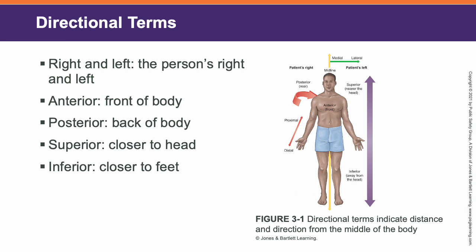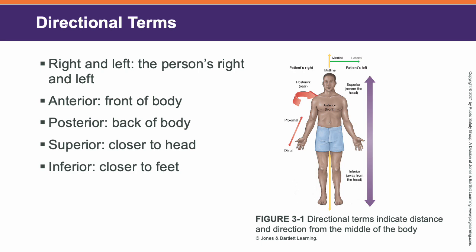So the first thing you have to understand with directional terms, when we're talking about the right and left, we're talking about the patient's right and the patient's left. Meaning that if I'm facing this person, I might think this is their right arm, this is their left arm. But in reality, when we're talking about anatomical terms and directional terms, we're talking about it from the person's perspective. So this is the patient's right arm, this is the patient's left arm. So if they broke this arm, the patient broke their right arm.